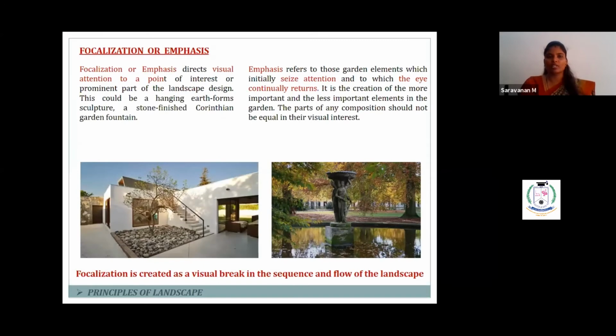So the first one is focalization. Focalization is created as a visual break in the sequence and flow of a landscape. For example, when you have a whole set of landscape and you have some breaking point, such as a sculpture or a landscape feature which gives you a visual break, that is what it is called.